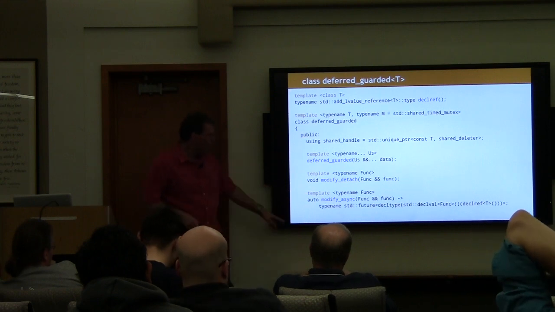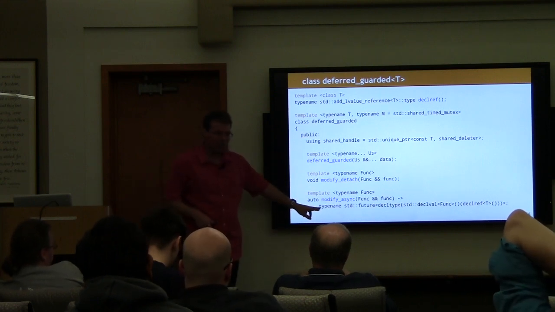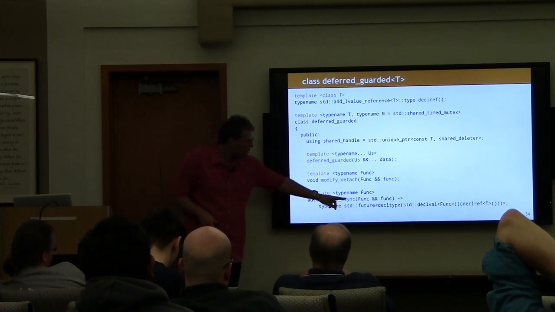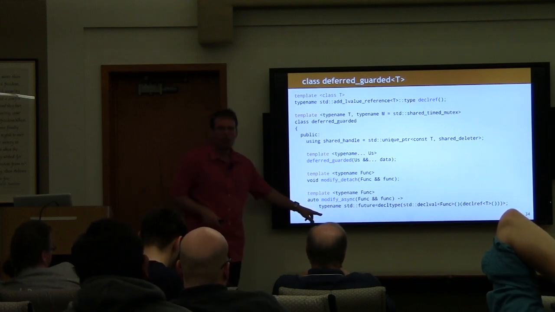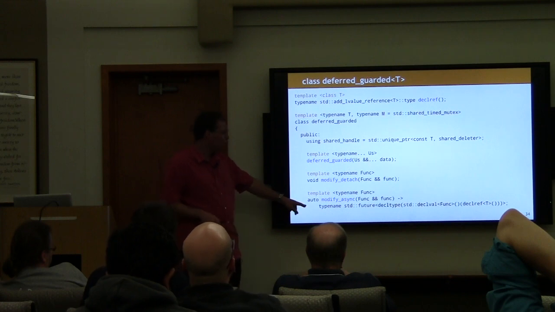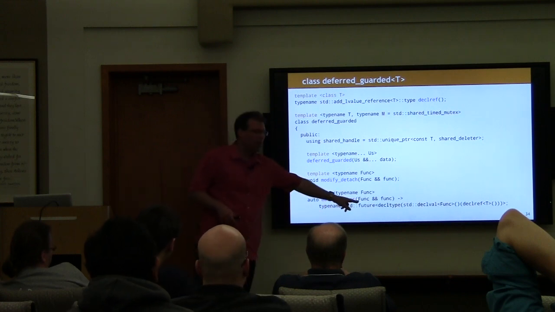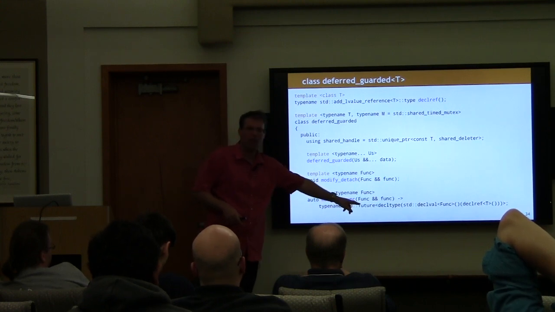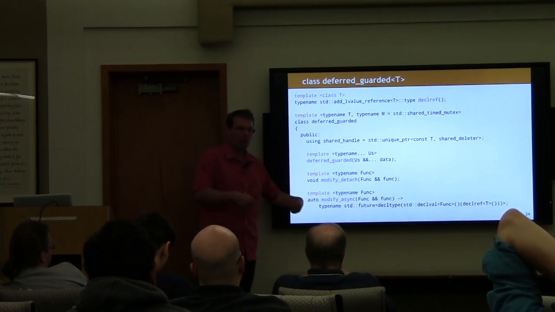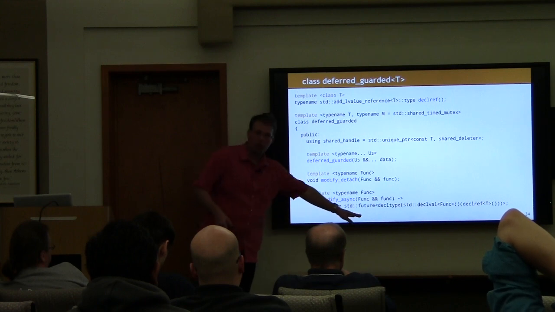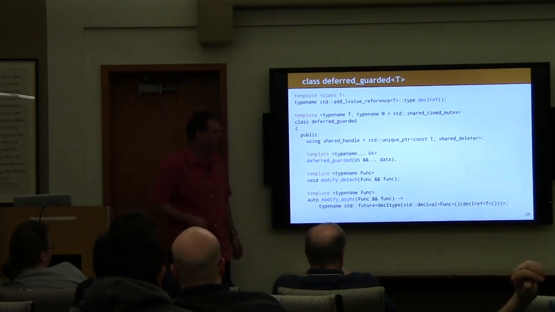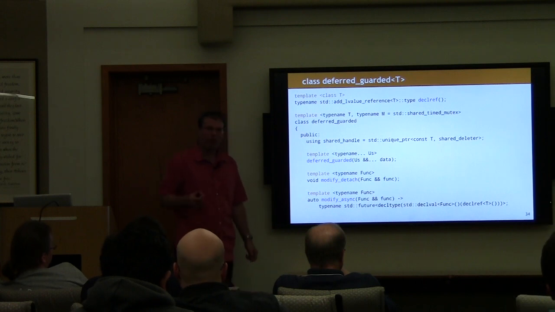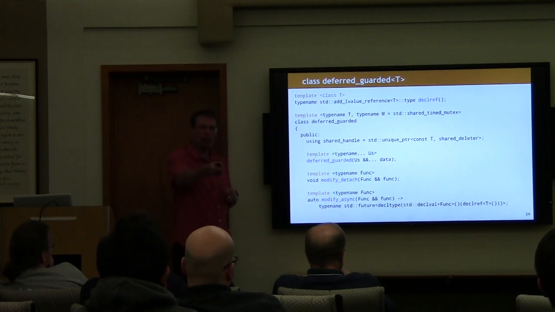On the other hand, you can do a modify async, which returns this rather long and complicated template deduction, which turns out to be whatever the function returns. So whatever the return value of this function object is when it's called, that's what this future will give you back. So I now have a way that I can send an operation into this guarded variable and get a result back at some point later.